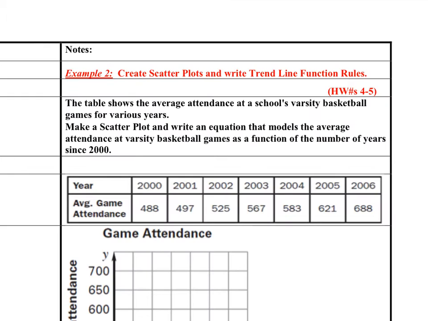So we're going to make a scatter plot today, and we're doing it by hand. We will use our graphing calculator later in the week. The table shows the average attendance at a school's varsity basketball games for various years. Make a scatter plot and write an equation that models the average attendance at varsity basketball games as a function of the number of years since 2000. So that's x, function of x, and attendance would be y.